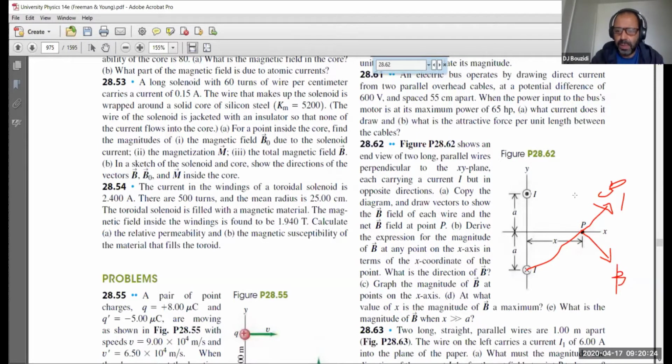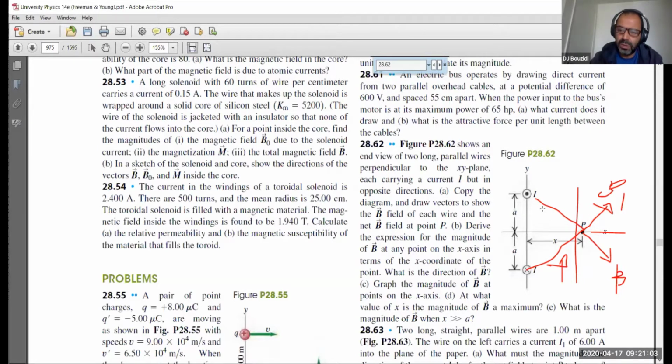Obviously, the two components in the Y direction cancel, and the two components in the X direction add up. So all you need is just one of them, because the currents are the same. The distance is just the square root of A squared plus X squared. That is this distance. And then don't forget the cosine of this angle. And that angle must be, hold on, the complement of this angle, because this angle plus that angle is 90 degrees.